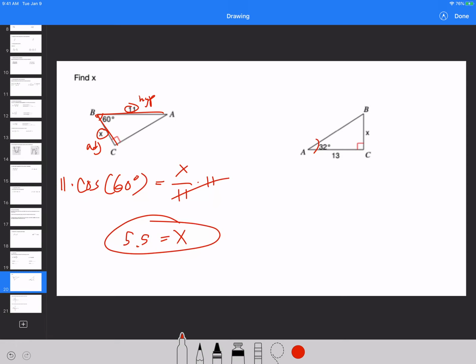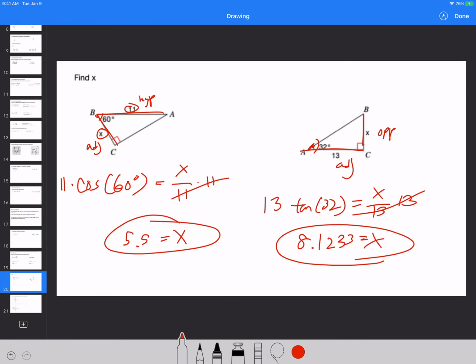Next, this one is angle 32. With respect to the angle, this is your opposite. With respect to the angle, this is your adjacent. So tangent of 32 degrees is x over 13. Multiply both sides by 13. You get 13 times tangent of 32.